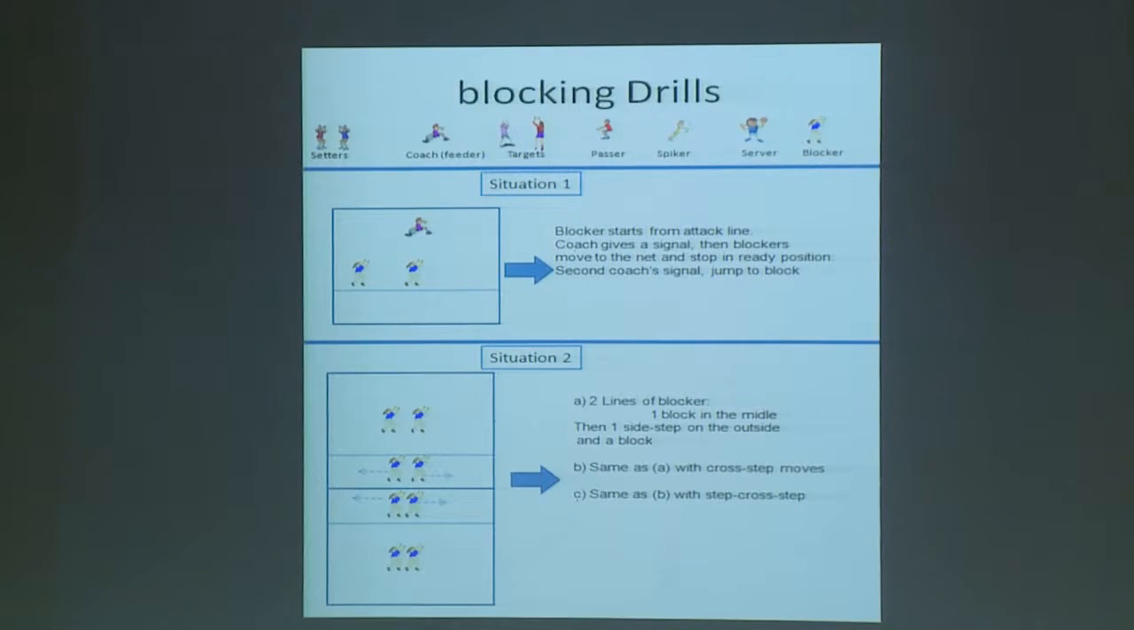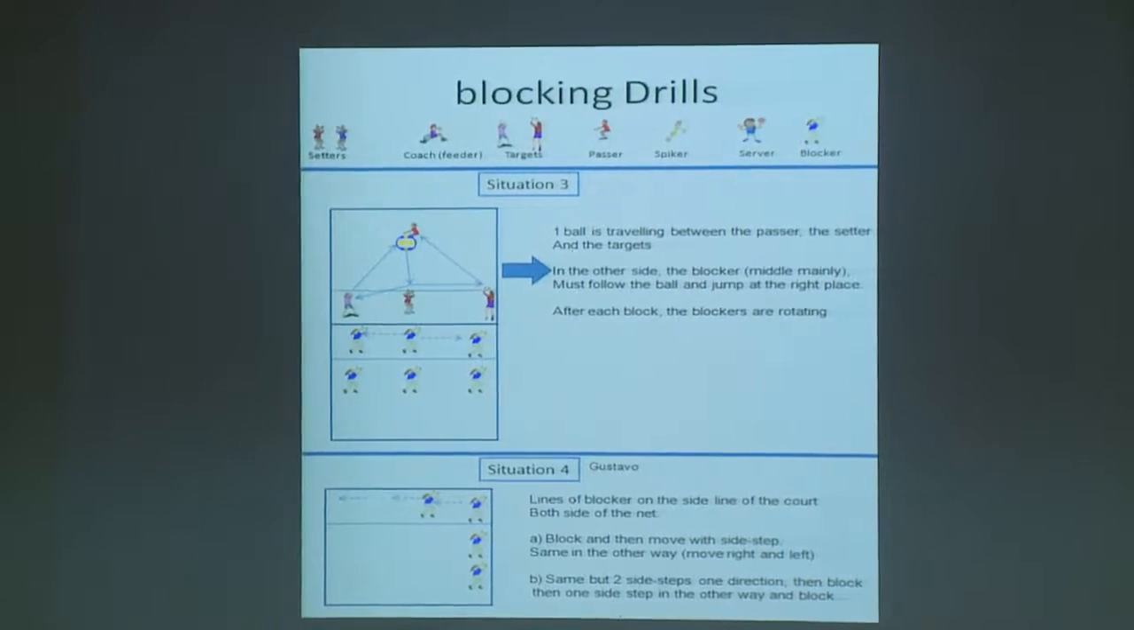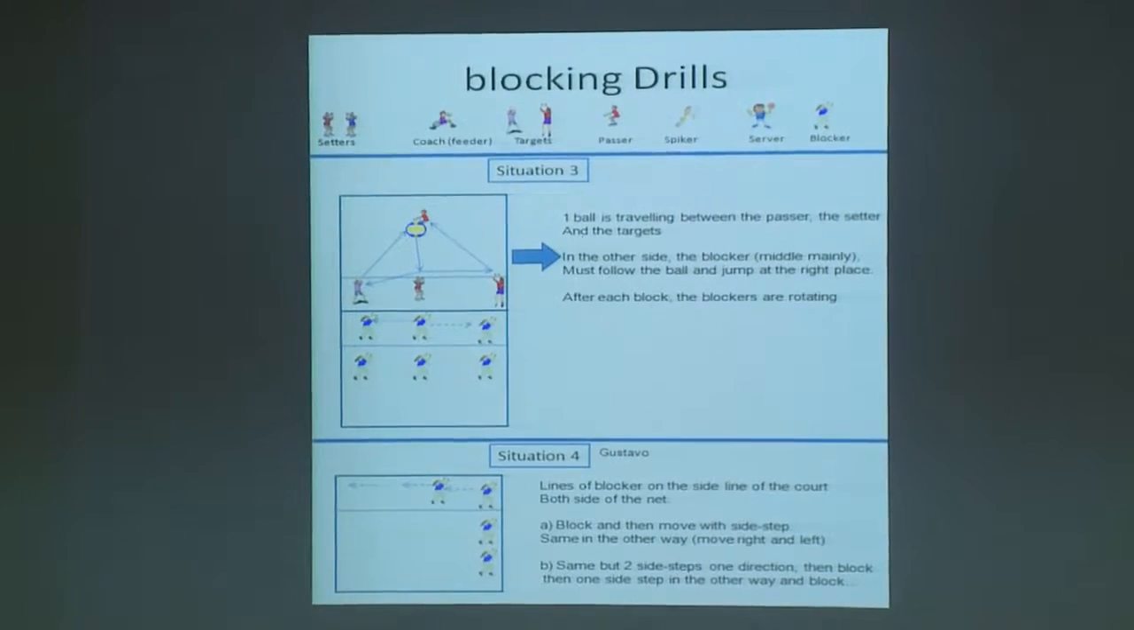And then these are some progressions. So two lines, they move to the outside with cross step or step, cross step. Again, if you want these, I can share, it's not a problem. Situation 3, the ball is travelling with the passer to the setter and targets. On the other side, the blockers, mainly middle, must follow the ball and jump in the right place. So at this stage there's no attack.